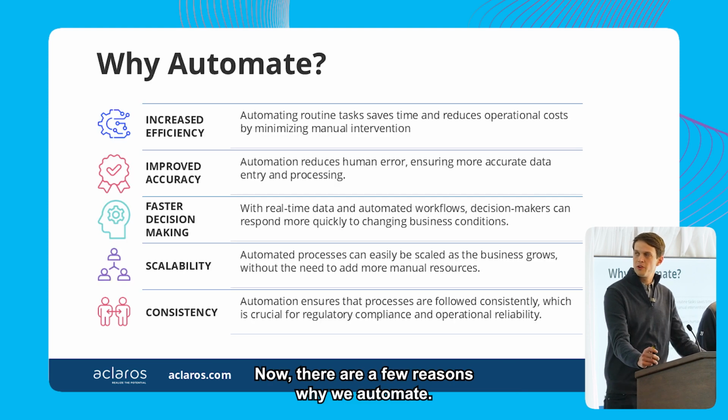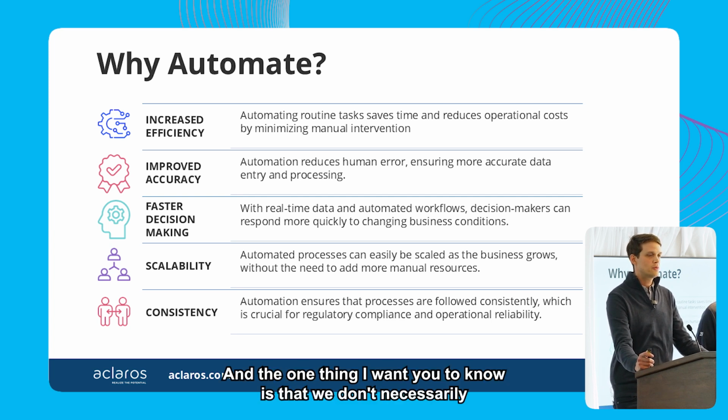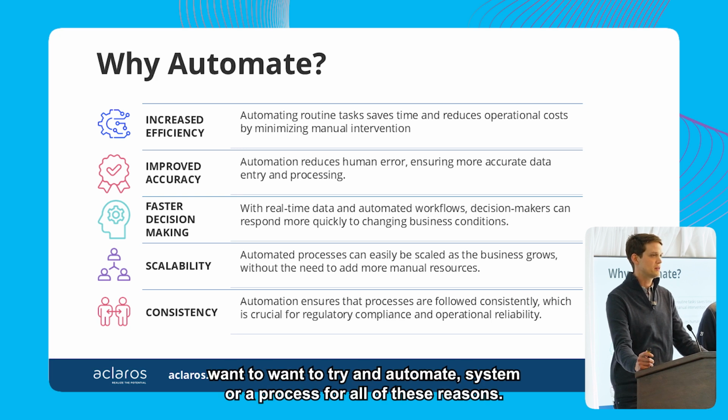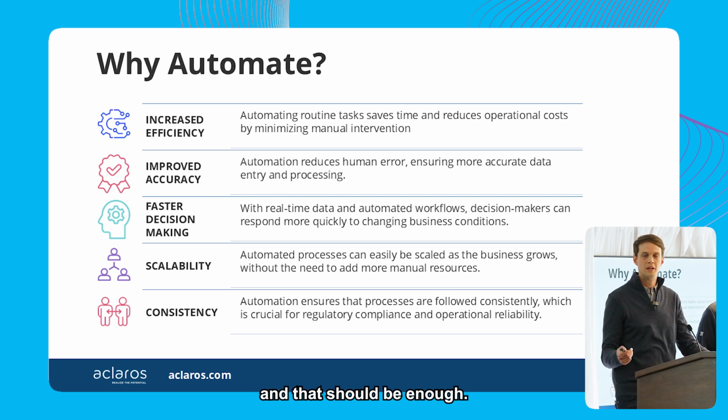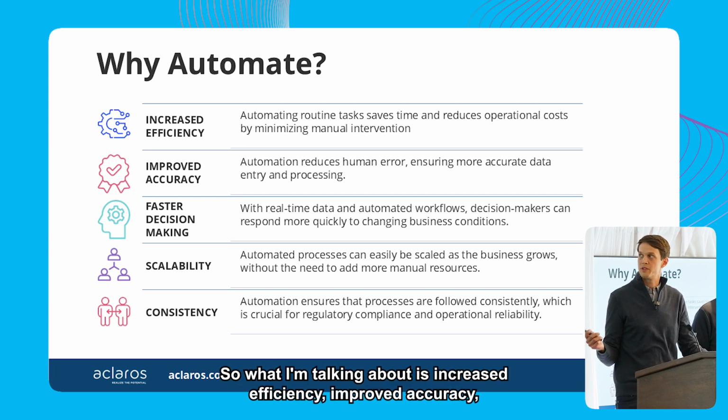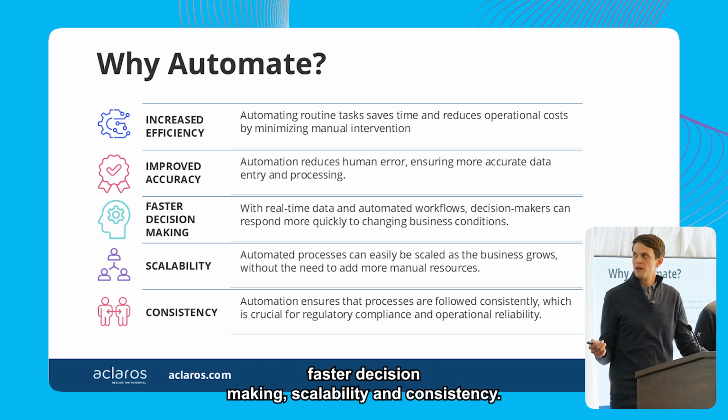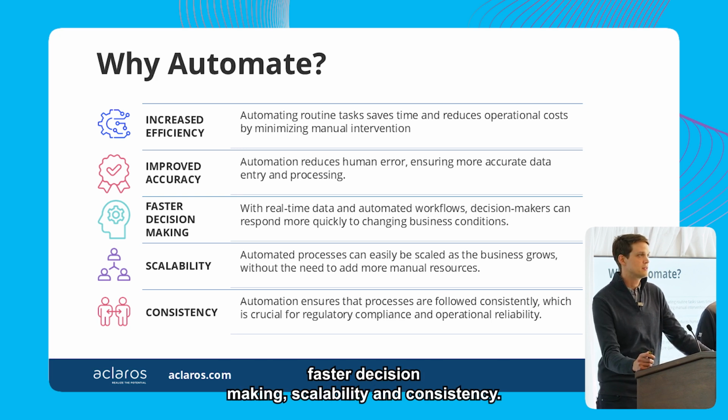Now, there are a few reasons why we automate. And the one thing I want you to know is that we won't necessarily want to try and automate a system or a process for all of these reasons. So we might touch on a few of the reasons or even just one of these reasons, and that should be enough. So what I'm talking about is increased efficiency, improved accuracy, faster decision making, scalability, and consistency.